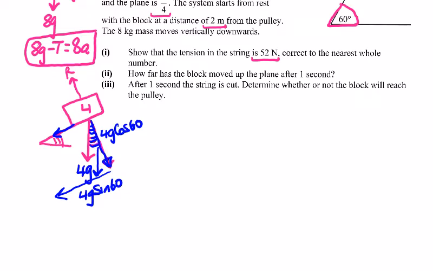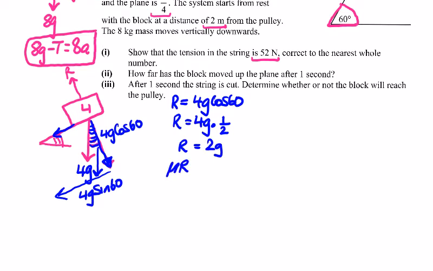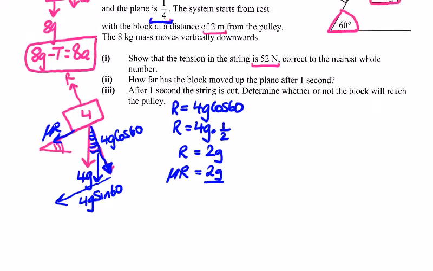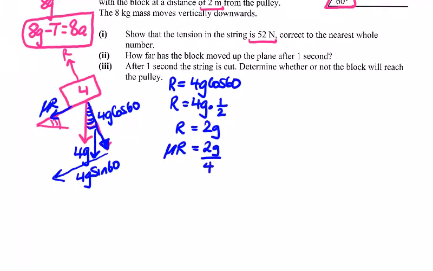So let's get the mu R first. R is equal to 4g cos 60, just be careful, cos 60 is the one going down. 4g cos 60. So R is equal to 4g by a half, so R is equal to 2g. So mu R, which will be this force along the slope, is equal to 2g times, we have this quarter up here, 1 over 4, which is equal to g over 2.